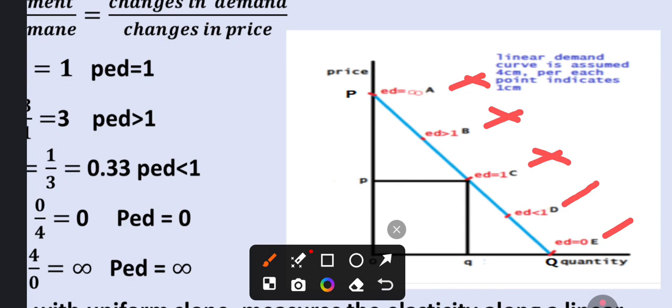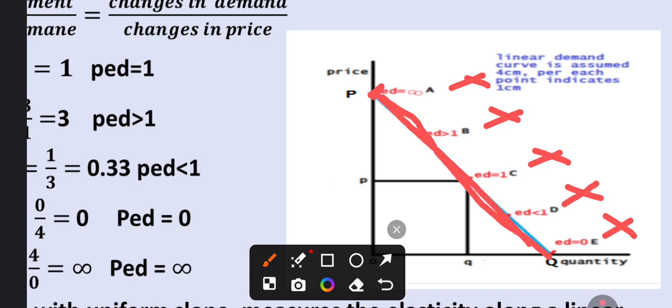If you observe once again, let me repeat. Perfectly inelastic is nothing but 0. Ed is equal to infinity: that point indicates infinity, perfectly elastic. Ed is greater than 1, more elastic demand. Ed is equal to 1, unitary elastic demand. Ed is less than 1, less elastic demand. Ed is equal to 0, perfectly inelastic demand. So this is the linear demand curve.